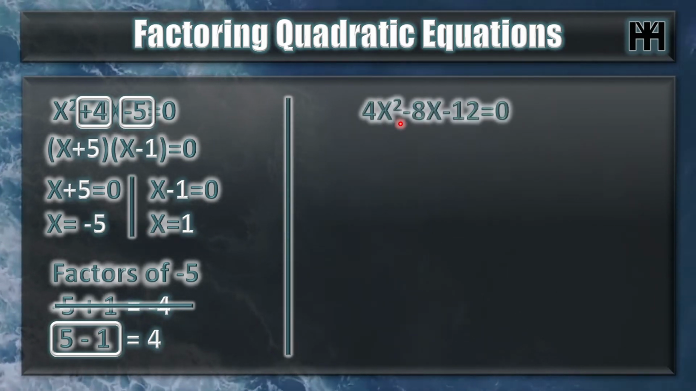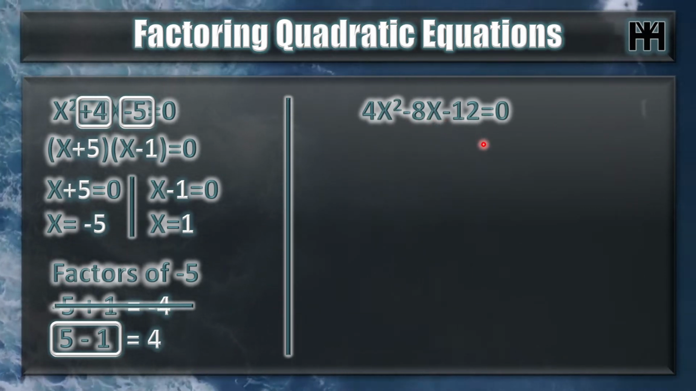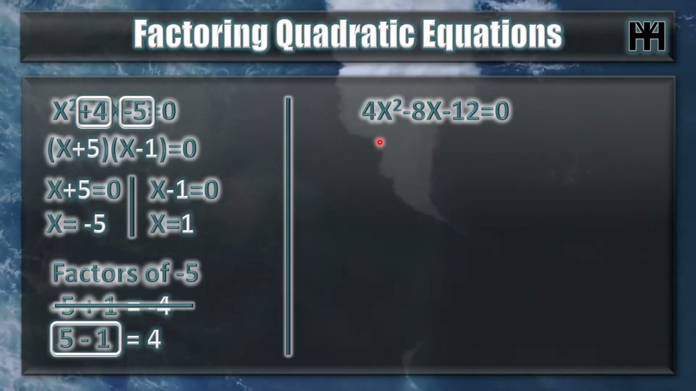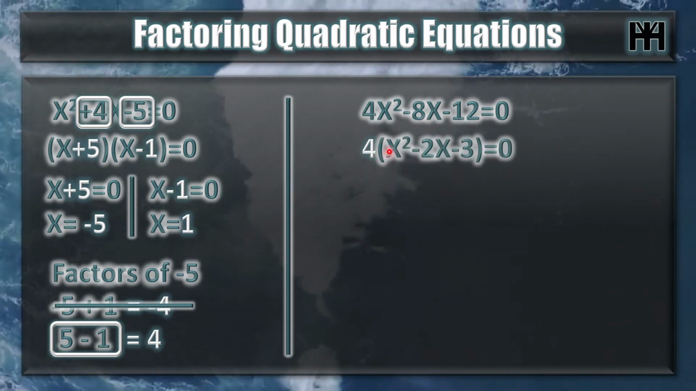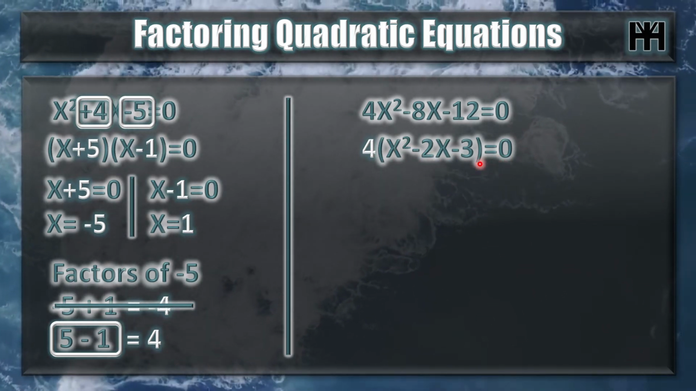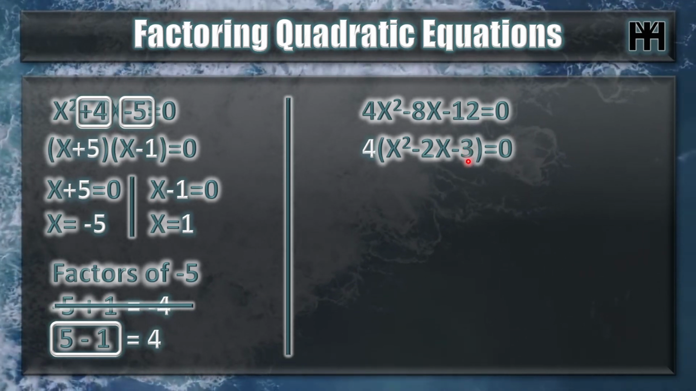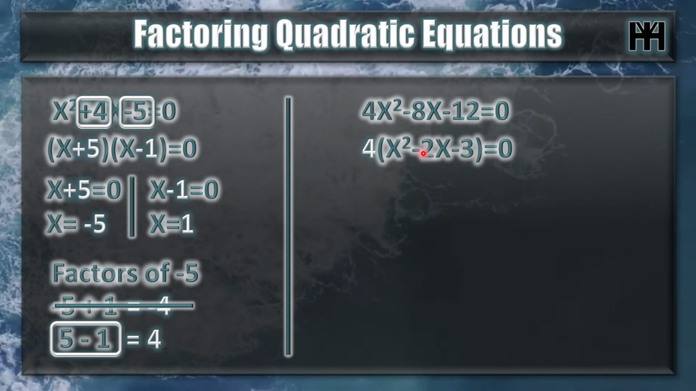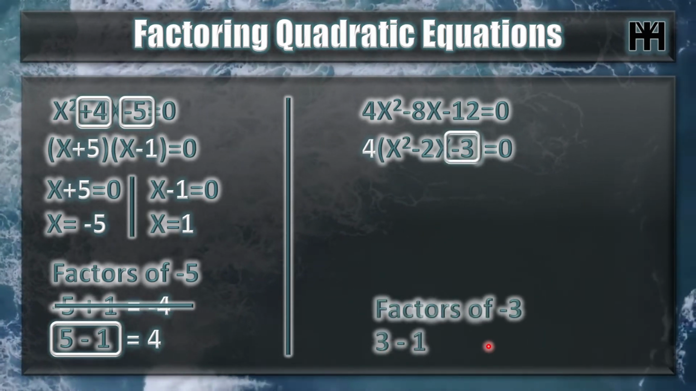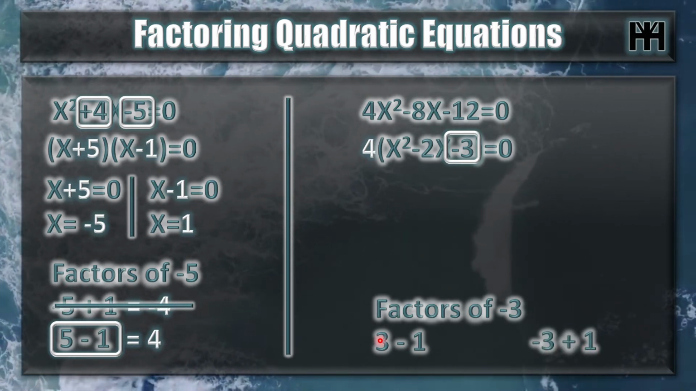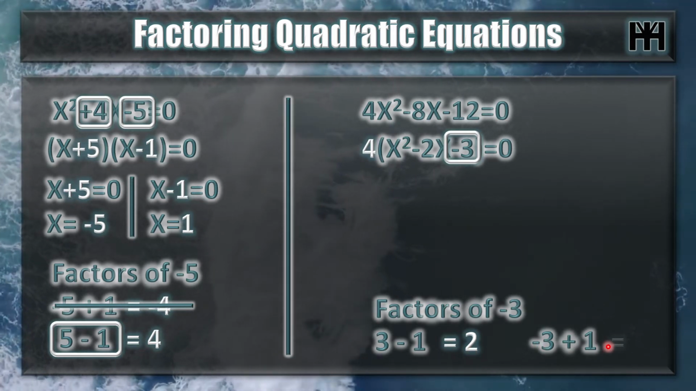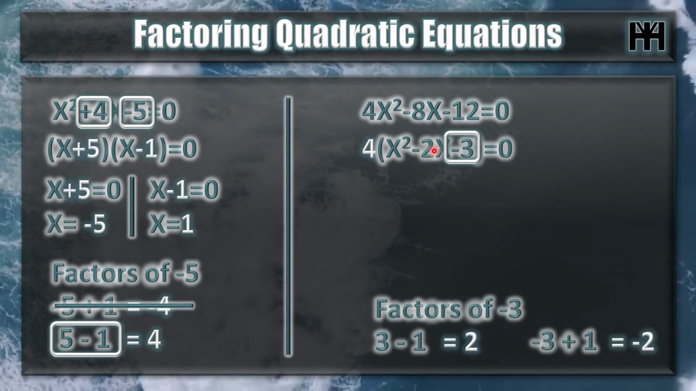Okay, we have 4x squared minus 8x minus 12. We can take the highest common factor here, the greatest common factor. We can take 4 as a common factor, so we have x squared minus 2x minus 3 equals 0. So we'll look at the factors of negative 3 and see if they add up to give us negative 2. So the factors of negative 3 are negative 3 and positive 1, and 3 and negative 1. So 3 and negative 1 will give us positive 2. Negative 3 and 1 will give us negative 2, the same as the negative 2 here.